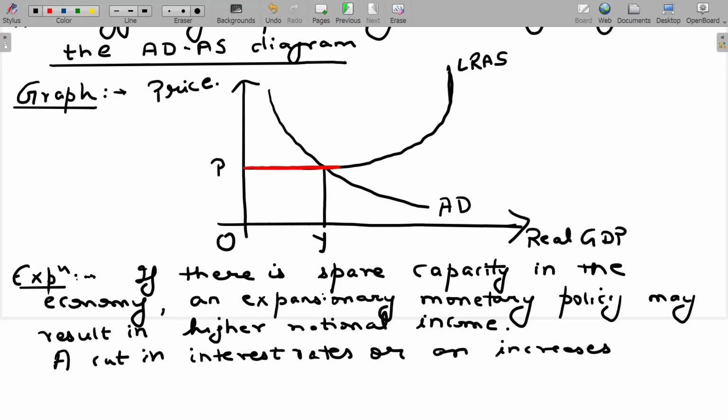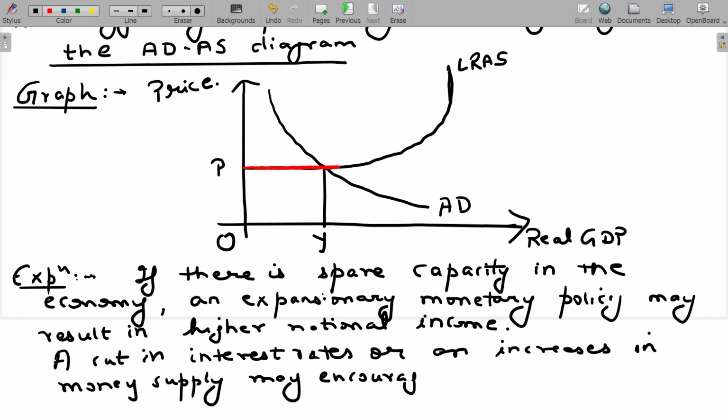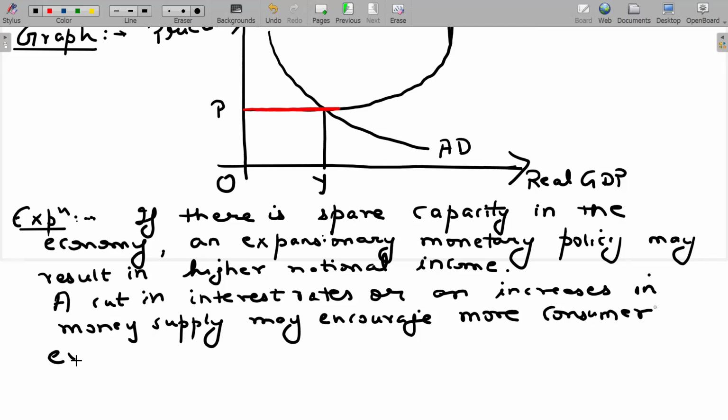So, a cut in the interest rates or an increase in the money supply may encourage more consumer expenditure, which is captured by C, and investment, which is captured by I.